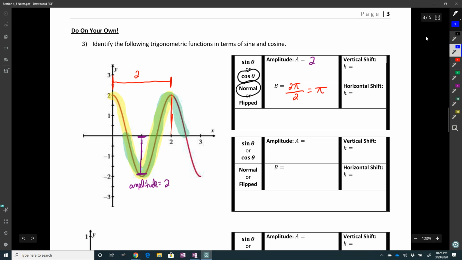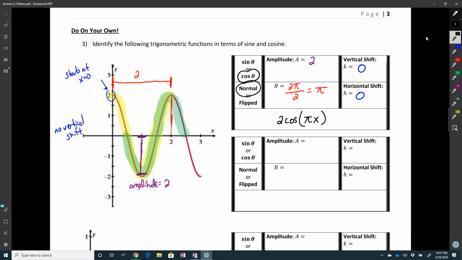Since the x-axis goes right through the middle, there's no vertical shift, and so that's 0. And there's no horizontal shift because it starts at 0. So this equation is just going to be a normal cosine, amplitude 2. So 2 cosine parentheses, and then b is pi, so of pi x.